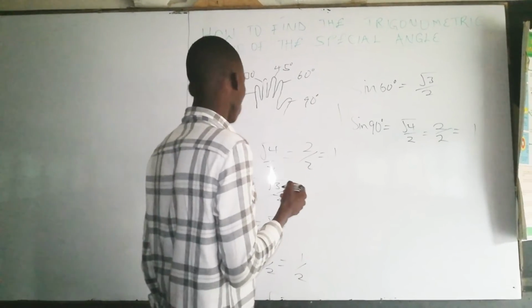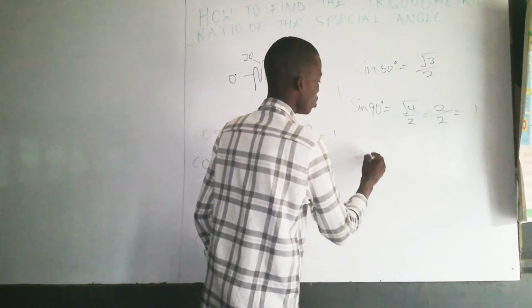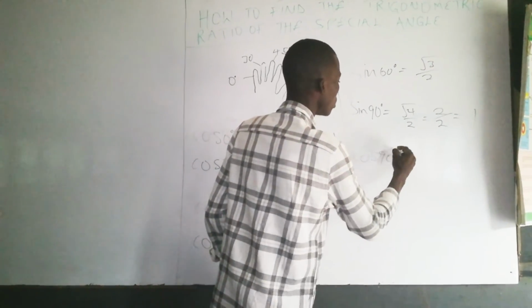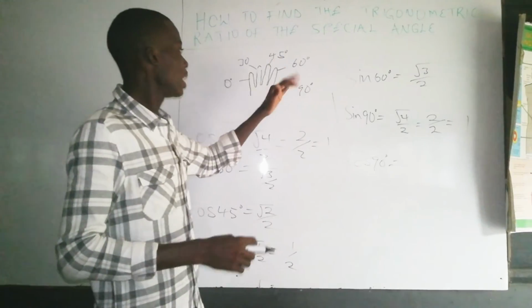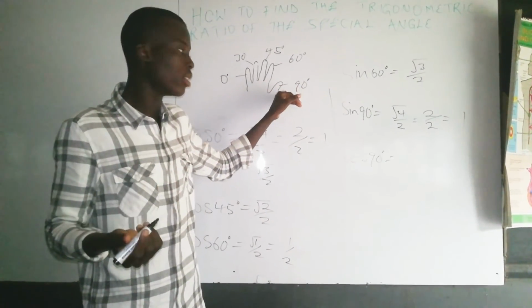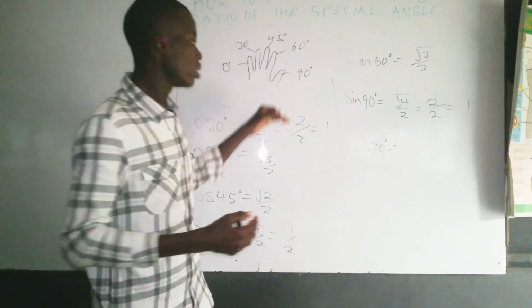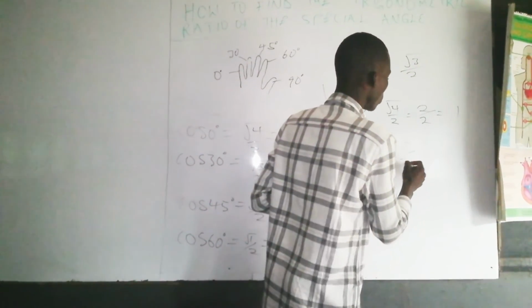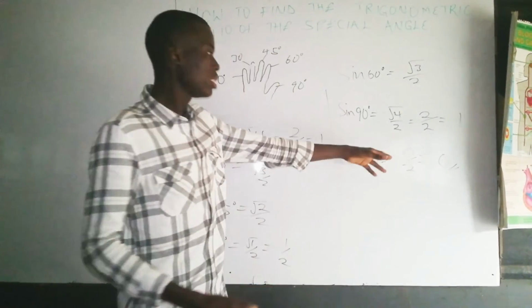And then we count for cos 90. When we pick this one for cos 90, there's no finger above it, so that place is 0. That gives 0 over 2, which makes cos 90 equal to 0. So as you can see, cos 90 here is 0.